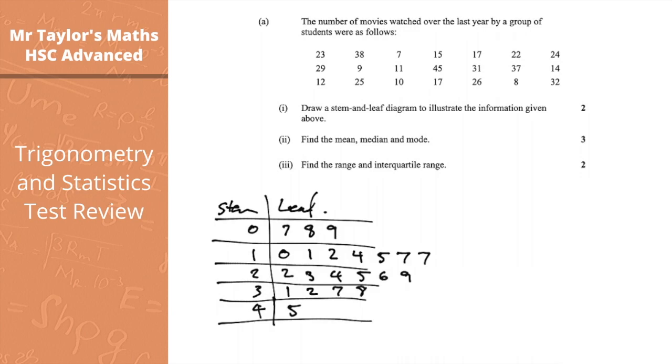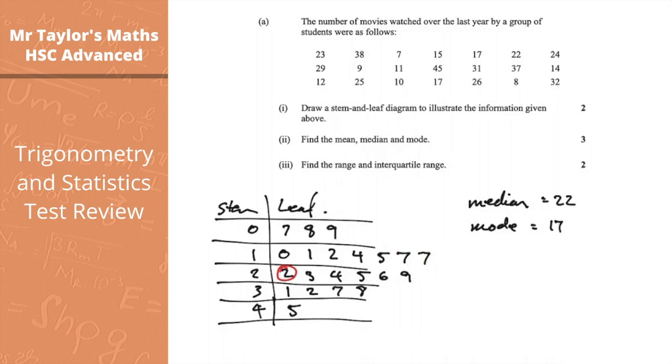Alrighty, so part B, or part 2 of this one, is find the mean, median, and mode. So I have 21 data here. So the median will be the halfway point, which is here. So 22. So median is 22. Mode is the one that occurs the most. So the only one that occurs twice is 17, which is you can see here.